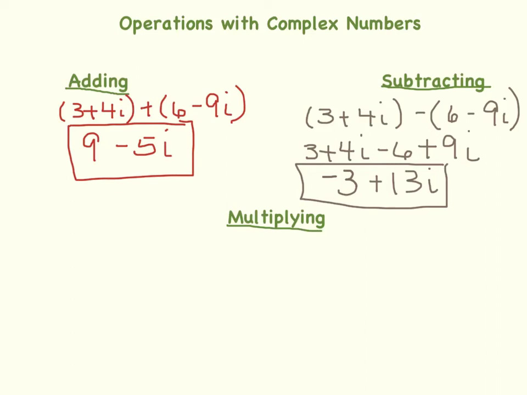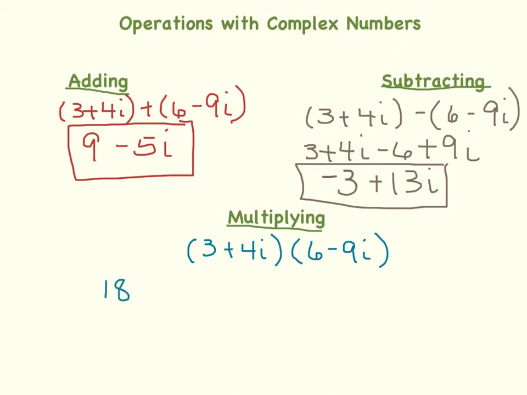Now let's look at our final example, which will be how to multiply complex numbers. We are going to use 3 plus 4i times 6 minus 9i. We can use the same method as if we were multiplying two binomials that had variables as x. So we're just going to use the FOIL method. So here I have 3 times 6. I'm multiplying my first terms. 3 times 6 is 18.